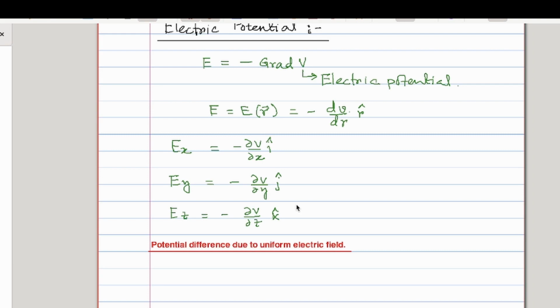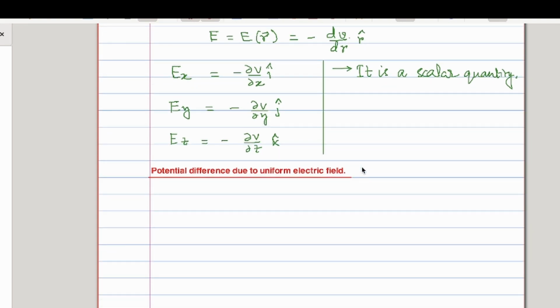Okay, so there are some properties of electric potential. First one is it is a scalar quantity, and it can also be defined as, let us define the electrostatic potential energy first, and then we can define this with the help of electrostatic potential energy. Potential difference due to uniform electric field. Now we know dV equals to minus E dot dr. That is of course del V, or dV we can write, because we are using the differential.